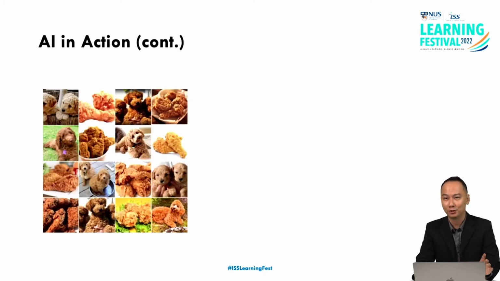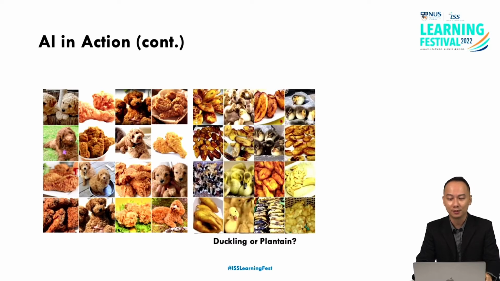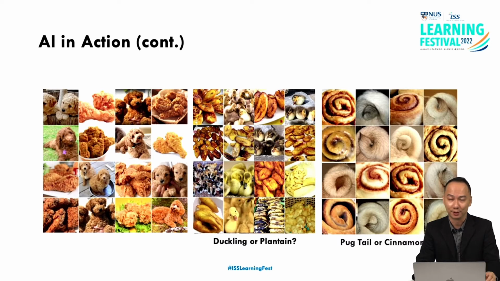If you look at the picture on the screen, it is blatantly obvious to you and me that it comprises two different objects: one, labradoodles, two, fried chicken. However, to the computer, when you run an artificial intelligence program on it, it does get confused. And it's not just between labradoodles and fried chicken. We have other examples that I found off the internet. Case in point, the second photo shows duckling or plantain, and the third one, pug or cinnamon bun.